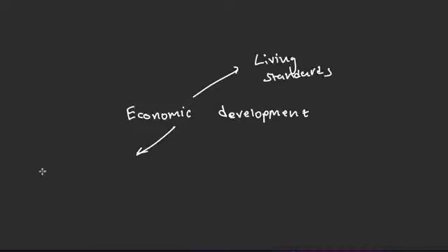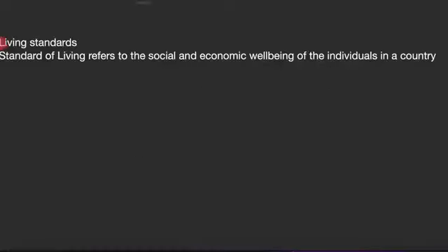Now moving on to economic development, we have living standards, poverty, and population. Living standards. Standards of living refers to the social and economic well-being of an individual in a country. GDP is the main measure of total value of all goods and services produced in a given period of time.